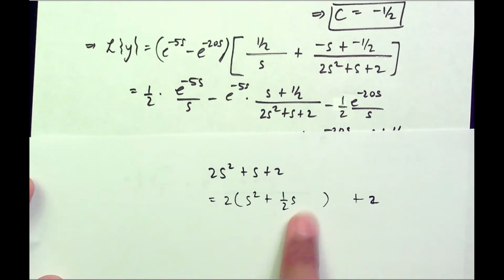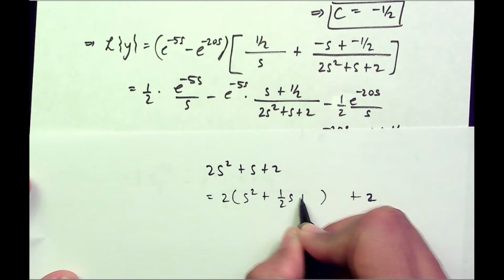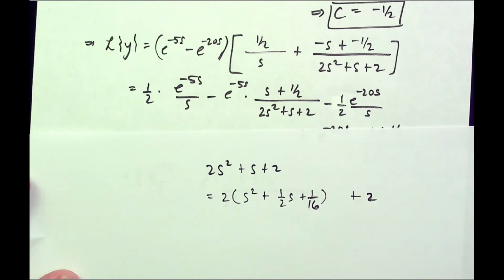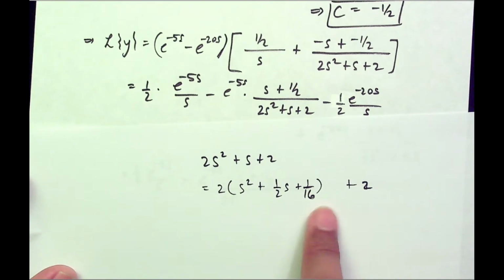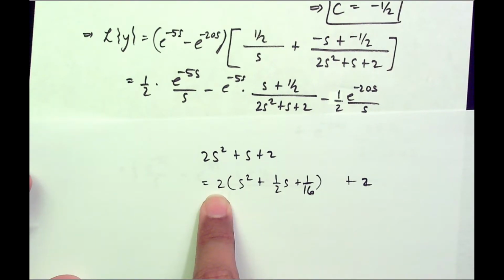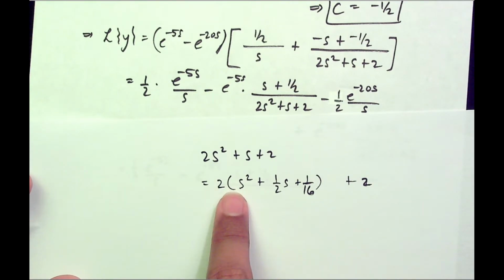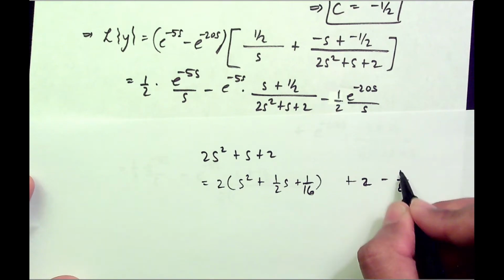Okay, now complete the square: divide this one by 2 and square it. Dividing 1 half by 2 is a fourth. Squared is 1 over 16. So that's what completes the square, but now I have to take it away because it was not there. But that's been multiplied by 2, so I'm actually adding 2/16, which is 1/8. I'm adding 1/8 that was not there before, so I need to take it away.